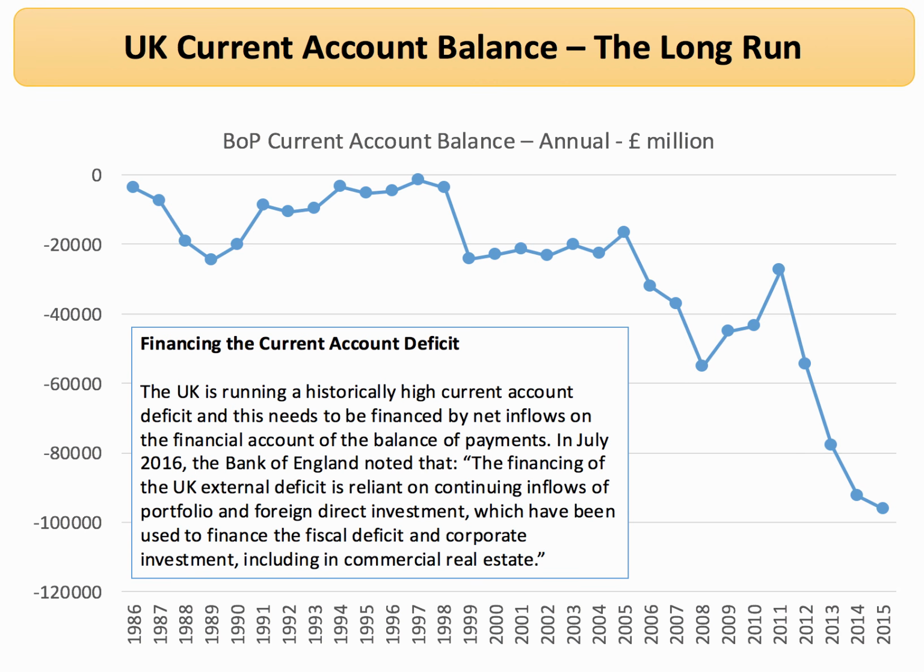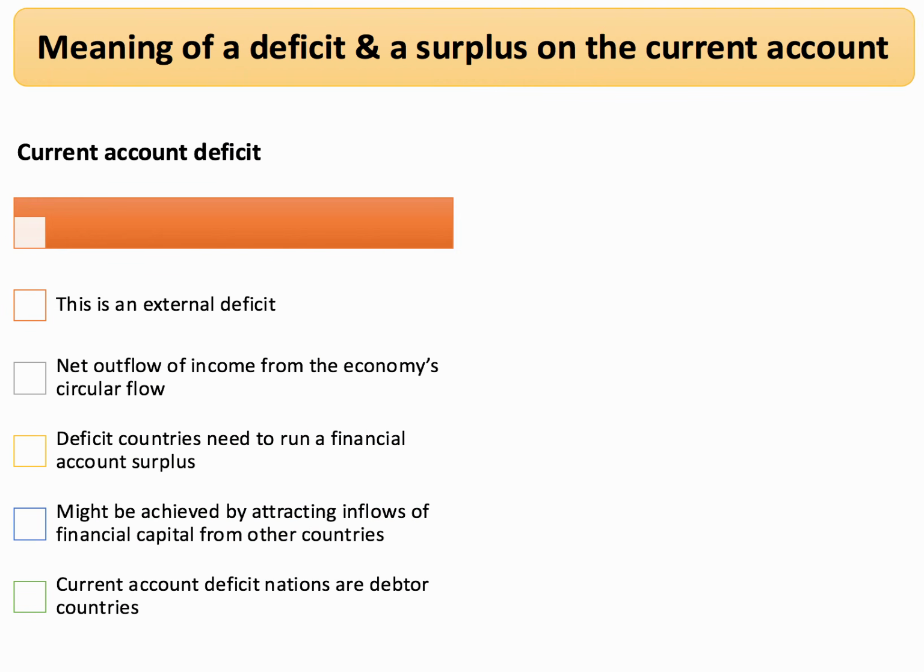And therefore, we have to finance that. We do that by hoping to attract inflows of portfolio and foreign direct investment, including overseas buyers of property in the UK. So countries such as Britain run a current account deficit.